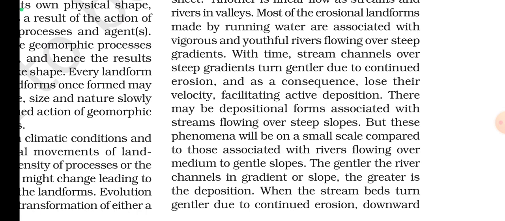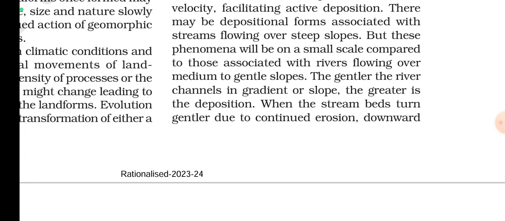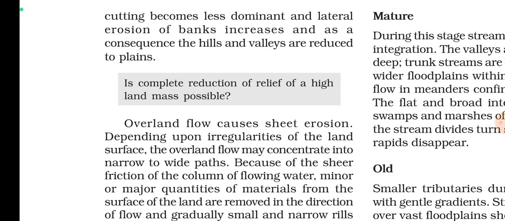With time, stream channels over steep gradients turn gentler due to continued erosion, and as a consequence lose their velocity, facilitating active deposition. There may be depositional forms associated with streams flowing over steep slopes, but these phenomena will be on a small scale compared to those associated with rivers flowing over medium to gentle slopes. The gentler the river channels in gradient or slope, the greater is the deposition. When the stream beds turn gentler due to continued erosion, downward cutting becomes less dominant and lateral erosion of banks increases, and as a consequence the hills and valleys are reduced to plains.